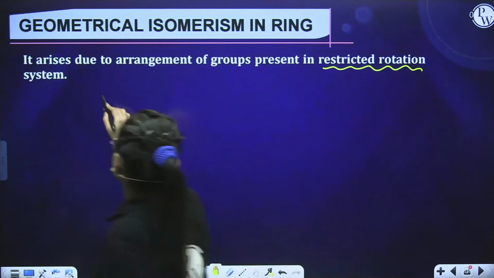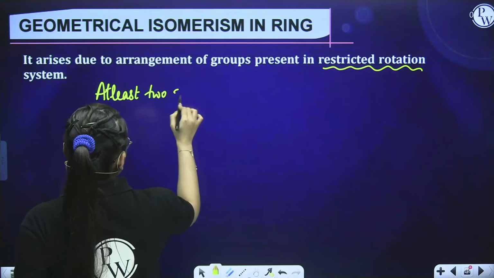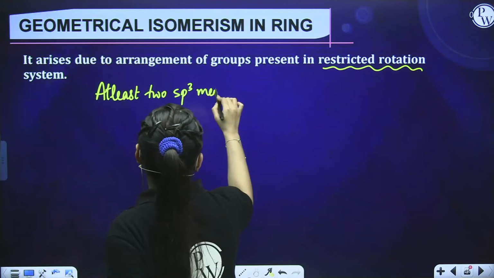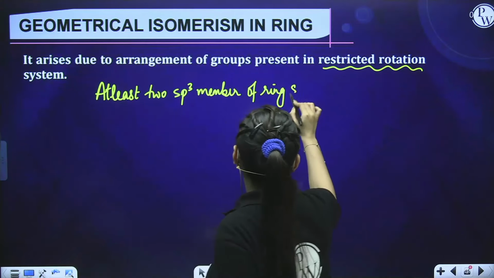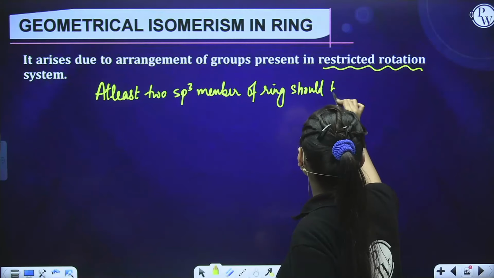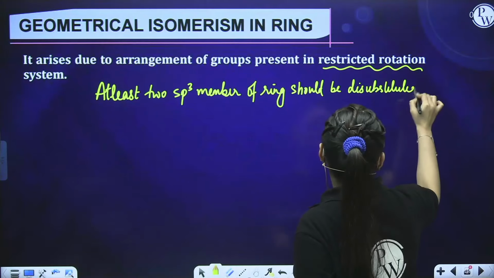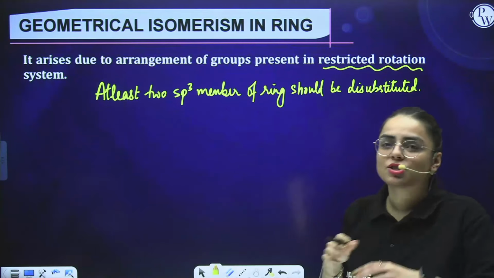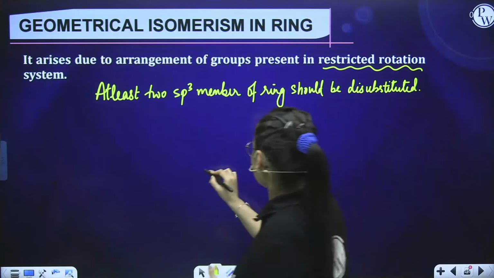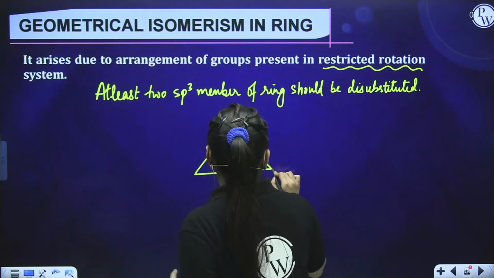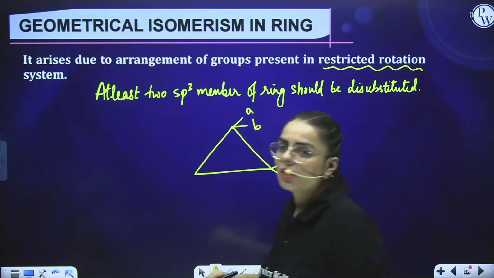At least two sp3 members of the ring should be disubstituted. That means it should contain different groups. Each should have different groups. For example, let us take one case. Okay. Now this is my case.